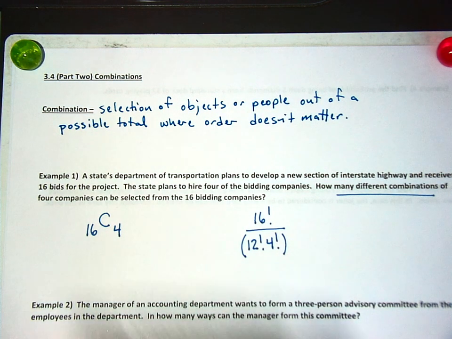So everybody take out your calculator and put in 16 factorial. Where's the factorial symbol? Math. Over to probability, and then the 4th one. Yep. Divided by parentheses 12 factorial, 4 factorial.